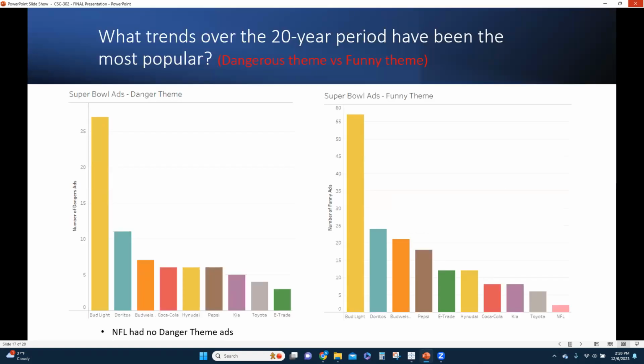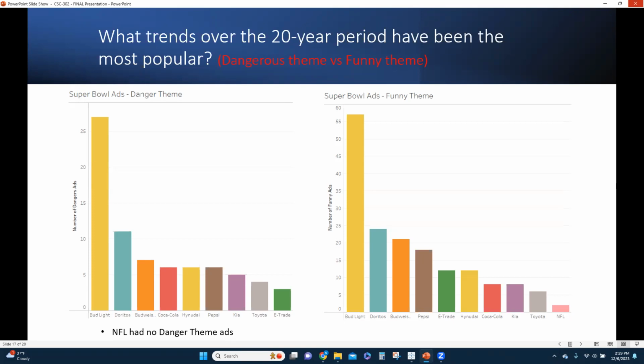So what trends over the 20-year period have been the most popular when we're looking at dangerous theme versus funny theme? So let's take a look. Now, it already said the funny themed ads were more popular, and by far. You have Bud Light with the most dangerous theme ads, and you're looking at 28, and Doritos is sitting at 11. And so that's a huge difference though.